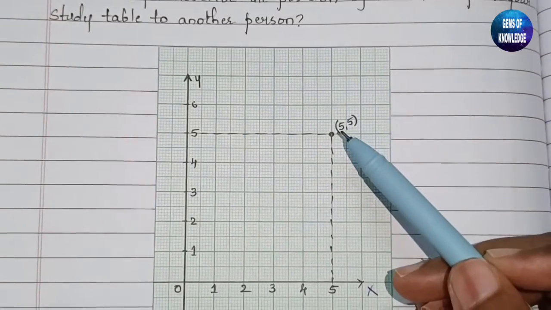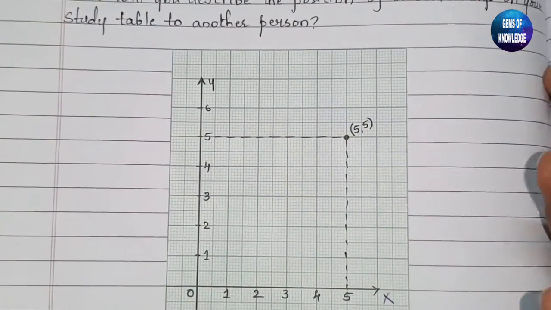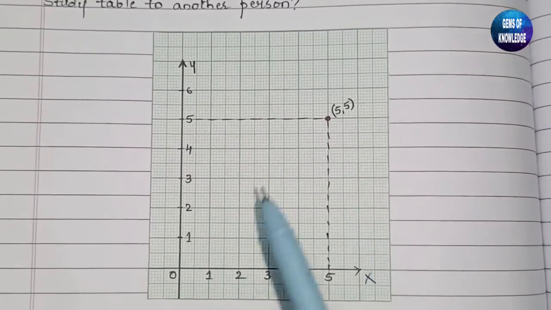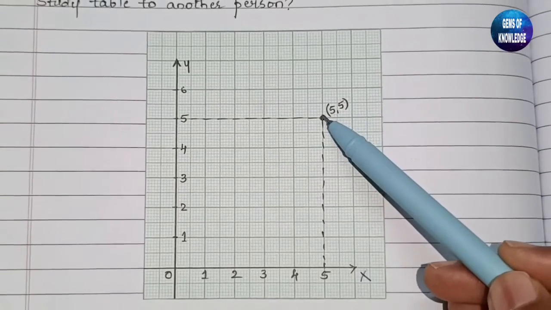I have just shown here 5 comma 5. You can even show 2 comma 3, 1 comma 4, 7 comma 8, whatever you want. Okay, so what I have done is this. Suppose this is a study table and my table lamp is placed at this point.